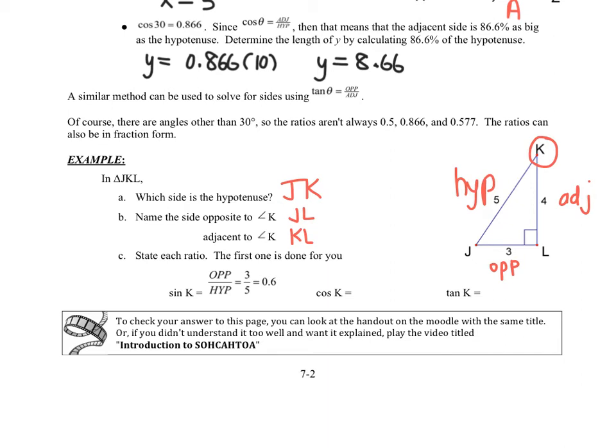And also notice our ratio is different from what we've been dealing with because our angle is no longer 30 degrees. Okay, cos of angle K would be adjacent over hypotenuse. My adjacent side is 4 and my hypotenuse is 5, so that's going to be 0.8. And finally, tan K is opposite over adjacent. Opposite is 3, adjacent is 4, so that's going to be 0.75. Okay, and again, here we're not actually solving anything, we're just getting familiar with those trig ratios.